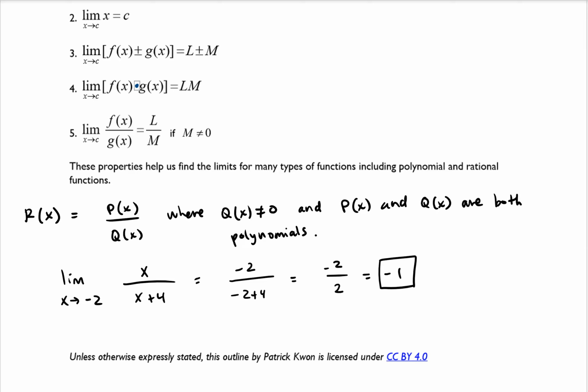If it did make the denominator 0, then we might have to do some other stuff to work around that in order to figure out what our limit is. And we'll look at some examples of that in just a moment.